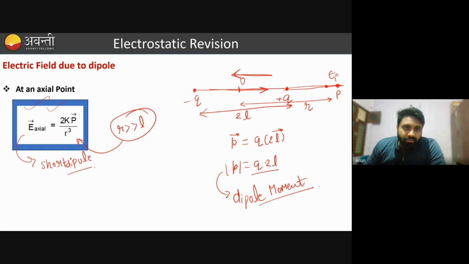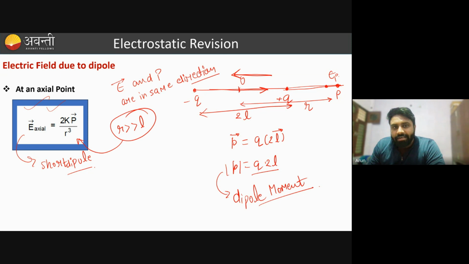P vector here is the dipole moment vector. In this axial position, the electric field and the dipole moment are in the same direction. This is an important point: for the axial position, the electric field vector and the dipole moment vector will be in the same direction.